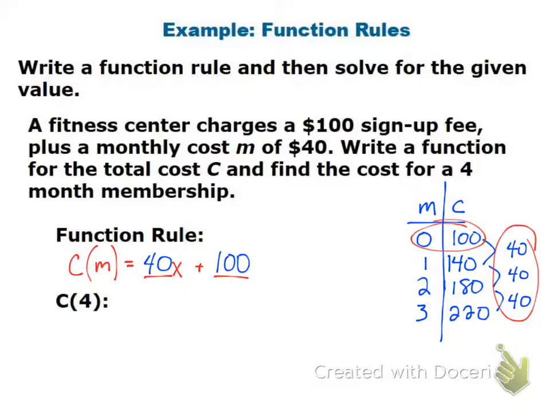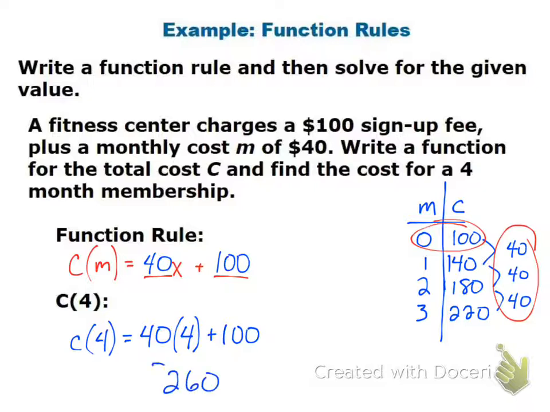And so then what I can do is I can plug in a 4 for the number of months that have gone by. So I can go 40 times 4 plus 100, and that'll get me $260. Guess I really should have made this an M as my variable for months that go by.